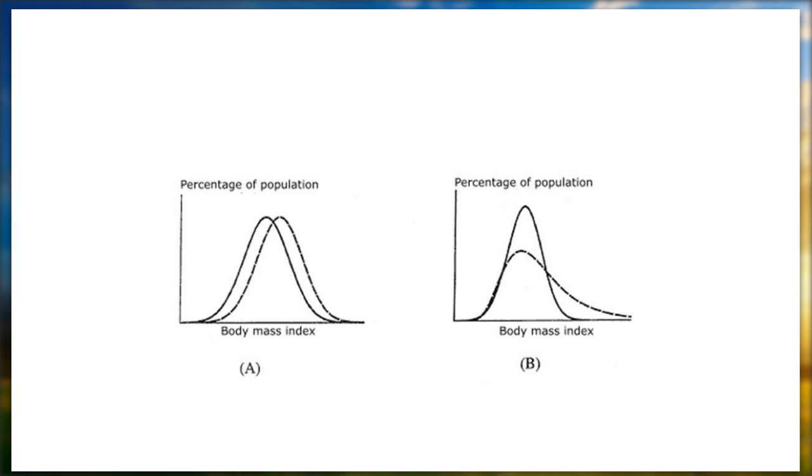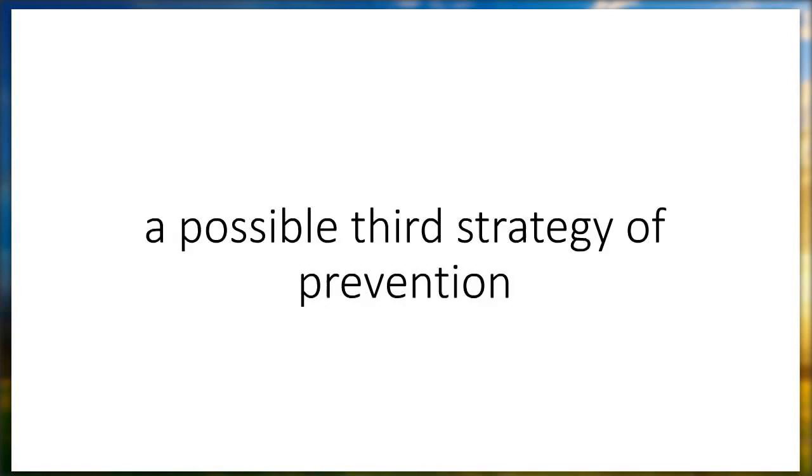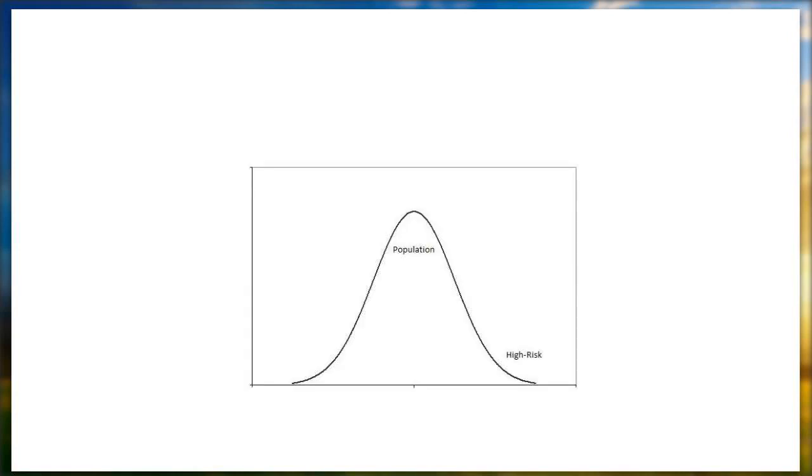This leads us right into our last idea for today's webinar, a possible third strategy of prevention. Now, if we return to the idea of the curve, and we look at the population strategy, which is focused on shifting the whole curve, and the high-risk strategy, which is focused on the end where the cases or the sick people are, we notice something. There's a part of the graph these strategies don't explicitly pay much attention to. That's the low-risk tail of the graph.